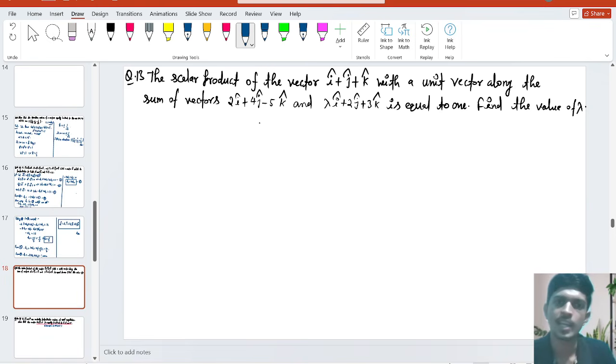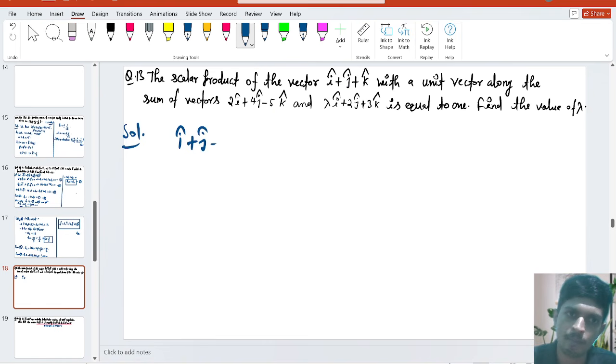Okay, so the scalar product of the vectors with unit vector along the sum of the vectors 2i cap plus 4j cap minus 5k cap and i cap plus j cap plus k cap is equal to 1. Find the value of lambda. So solution is what? The scalar product of the vector, given that i cap plus j cap plus k cap with a unit vector along the sum of the vectors. So with the unit vector, what is the unit vector?